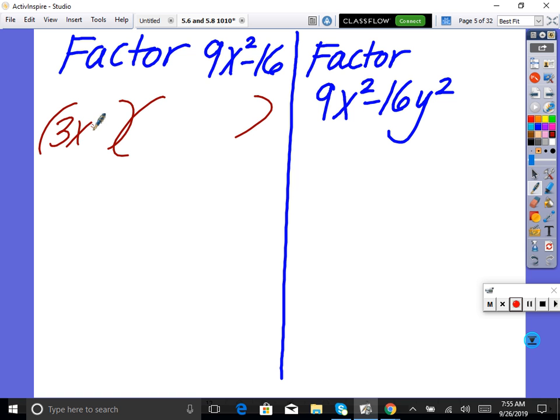3x and 4. 3x and 4. Do we know what we're doing out there? Square root, square root. Then should it be what signs? Plus and minus, so our middle term will cancel out, correct? Okay, so what would this factor to be?